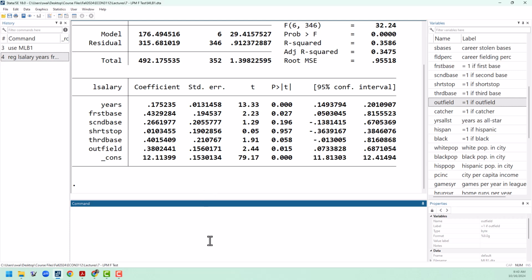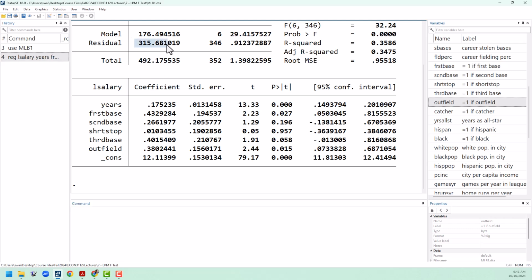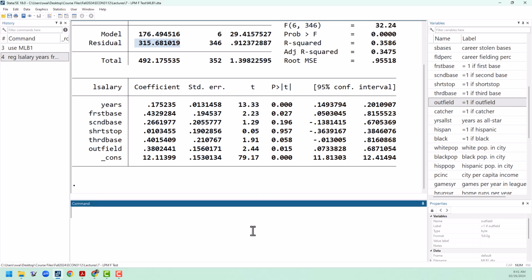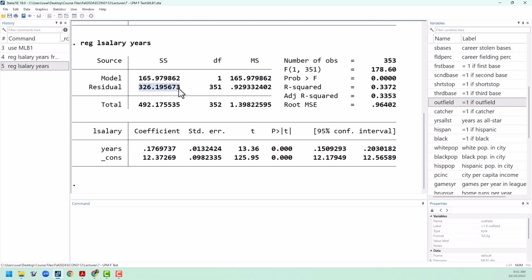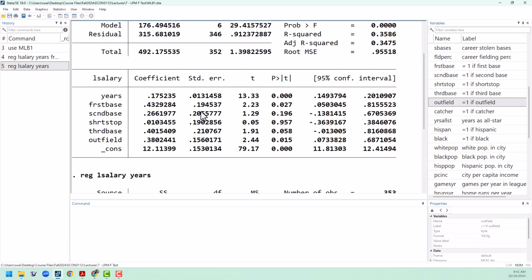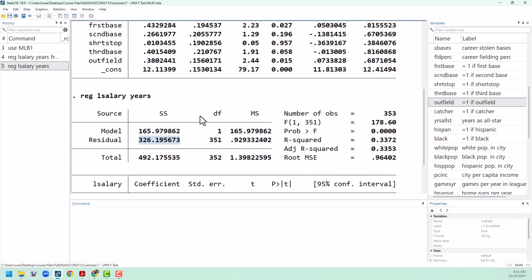For the F-test, we are going to compare the RSS from our original regression, which we call the unrestricted model. That's approximately 315. And then we're going to restrict the model such that we assume that all the coefficients for our fielding positions are zero. That is to say, we're going to run the regression without those variables in it. So we'll run the regression of log salary on years, leaving all the fielding positions out. We can see that the RSS has gone up, meaning that we've lost some explanatory power by leaving these dummy variables out of the model.